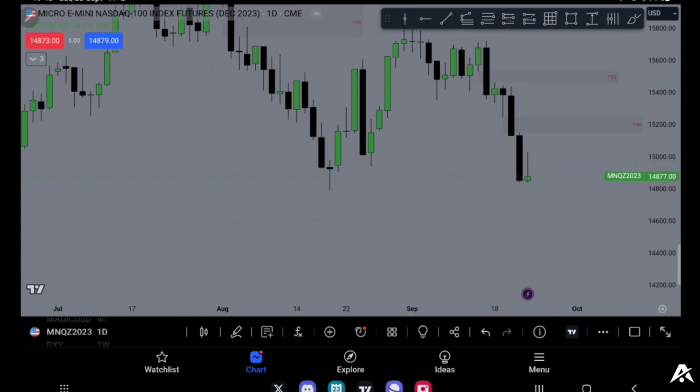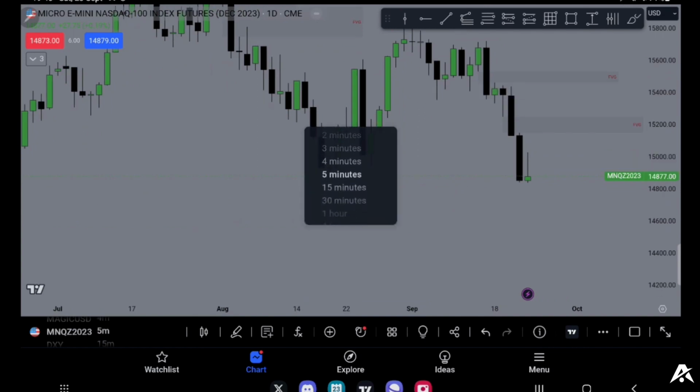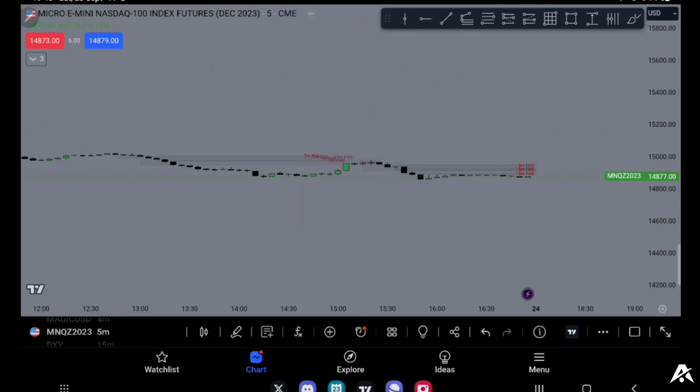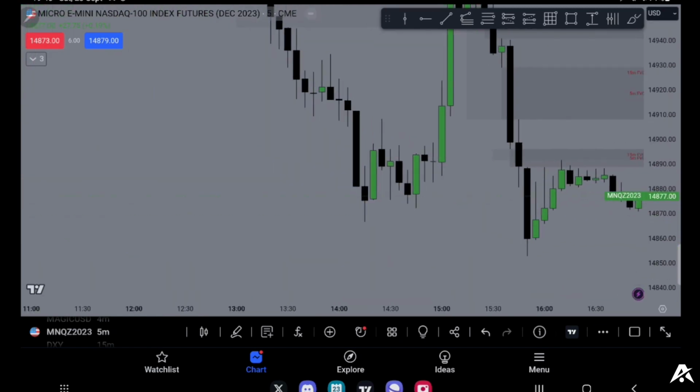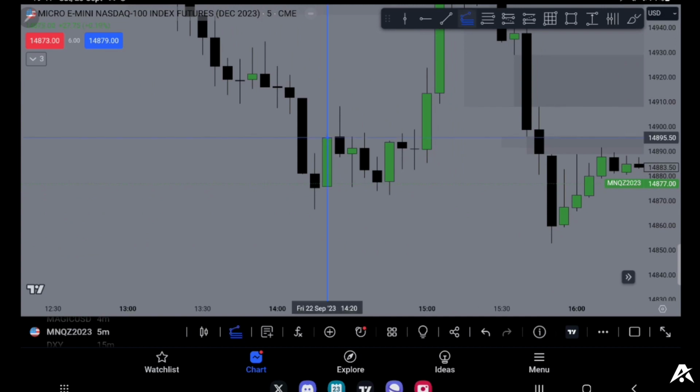So coming back to my live example, the trade that I took, the one that I posted. Let's use our fib extensions, yeah?